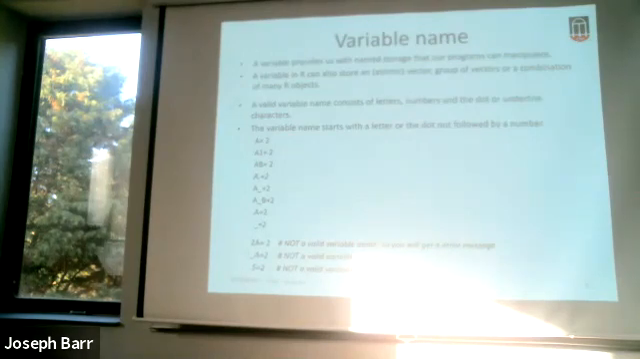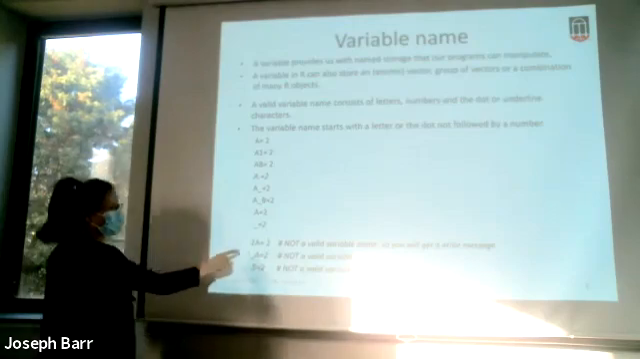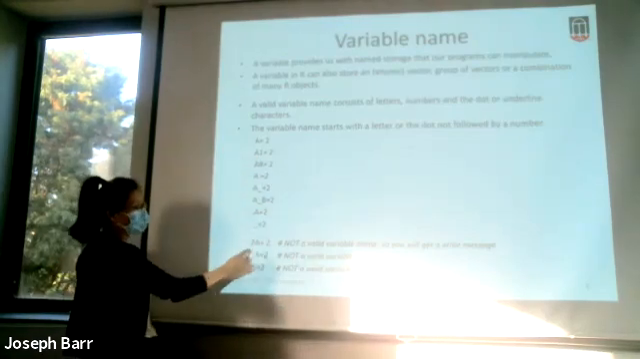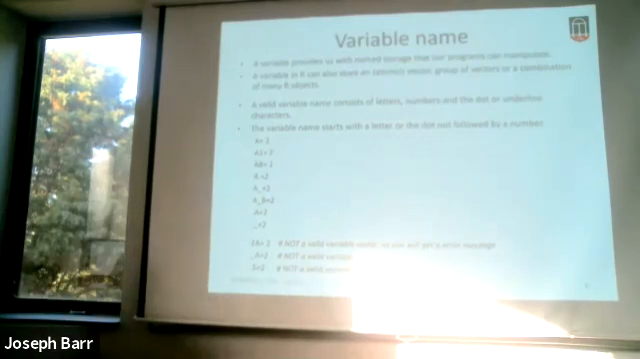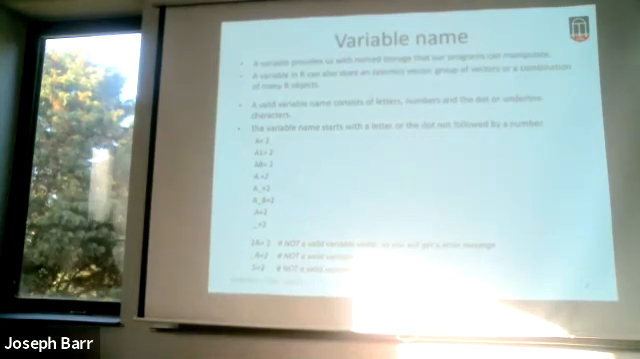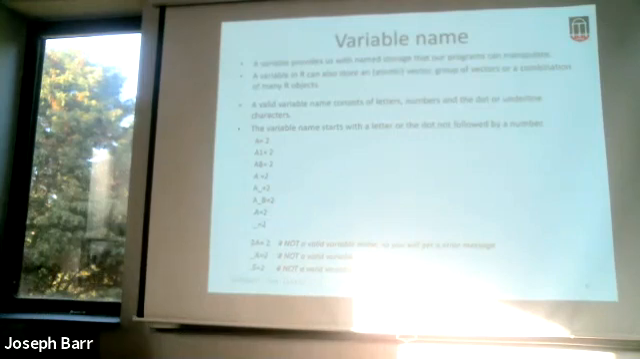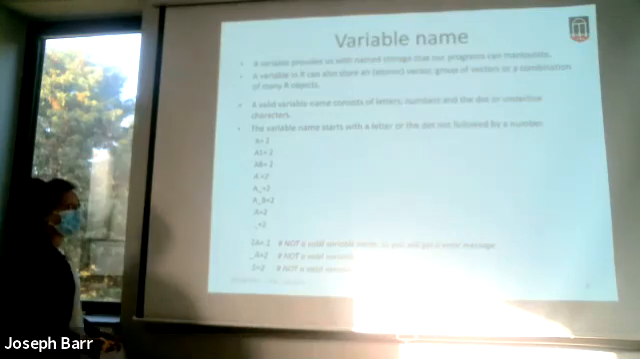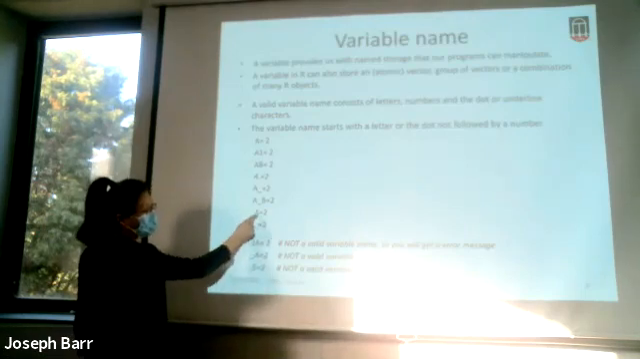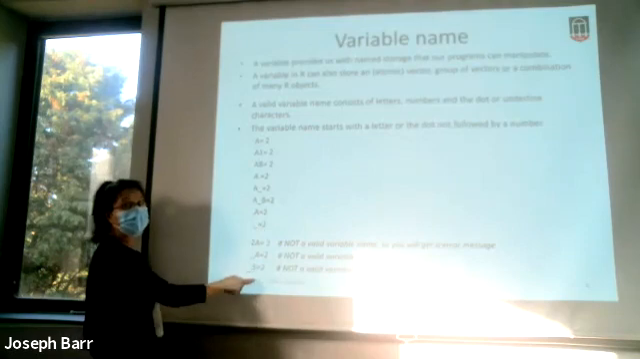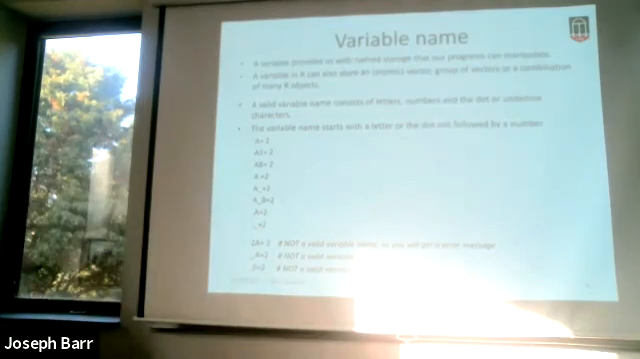But look at this case. If you start with a number, 2A here, A1 or A2 is okay. But 2A or 3A or 10A is not allowed. So you cannot just give any value to a variable named 2A. Or underline capital A. Starting with an underline and capital A is not a good variable name. And dot A is good, but dot 5 is not a good variable name.